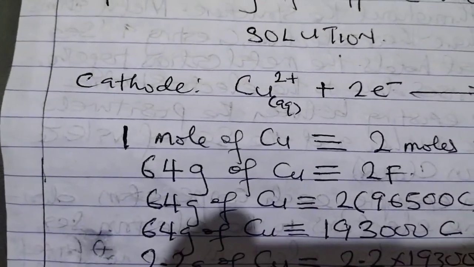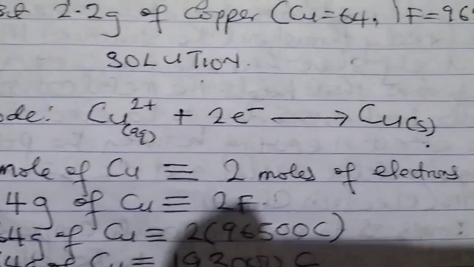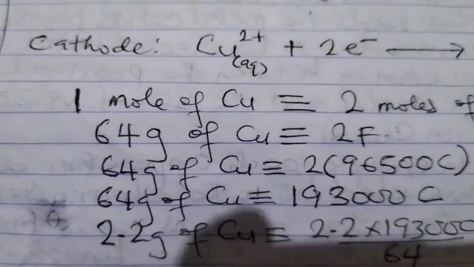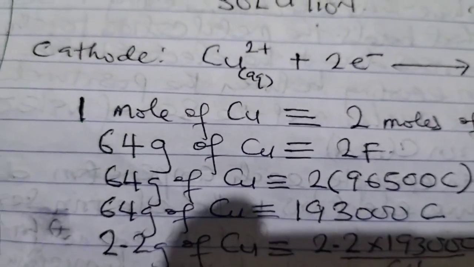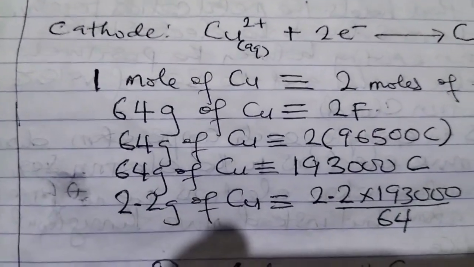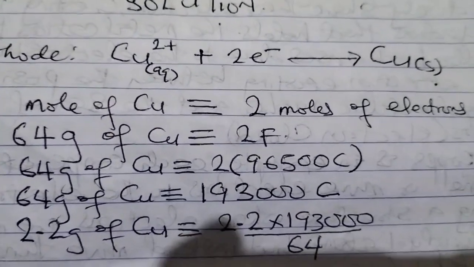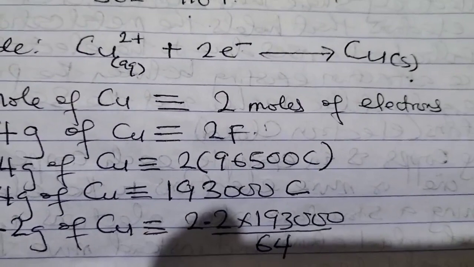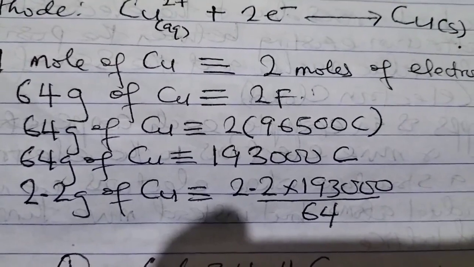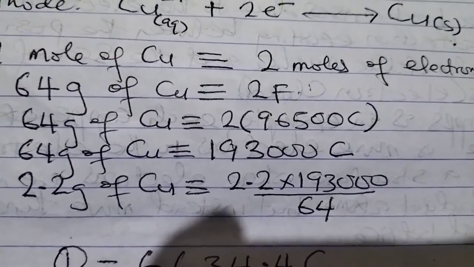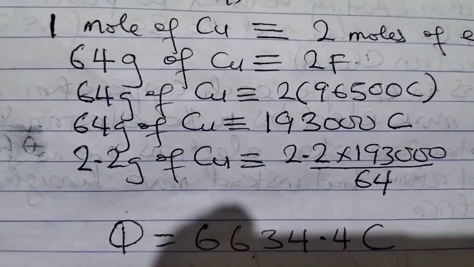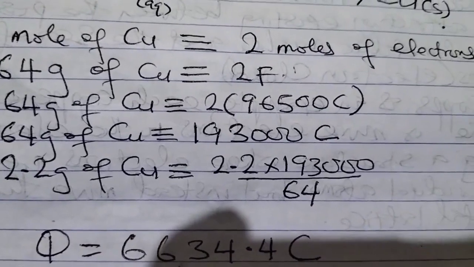From the balanced equation, 1 mole of copper is equivalent to 2 moles of electrons, and 1 mole of copper is given by the atomic mass in brackets. So 1 mole of copper, 64 grams of copper, equals 2 Faraday, because 1 Faraday is equivalent to 1 mole of electrons. So 64 grams of copper equals 2 times the Faraday constant, 96500 coulombs. That is 64 grams of copper equals 193,000 coulombs.